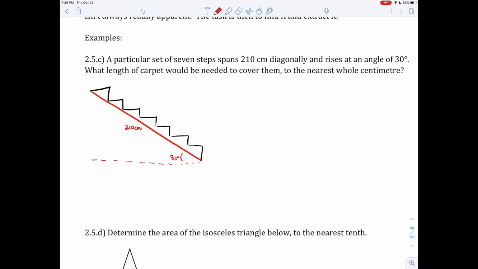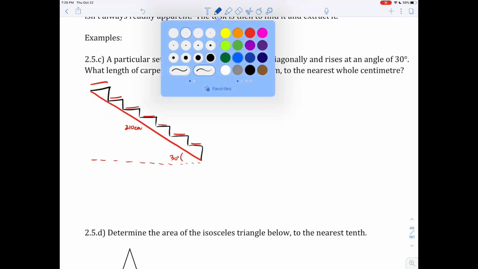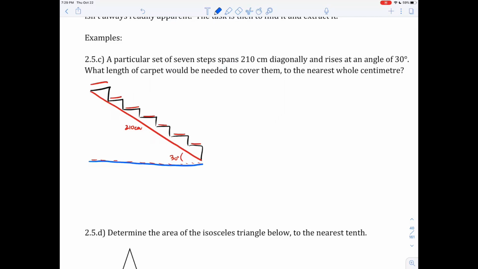what length of carpet do we need to cover them? There are a couple ways to approach this. One is to note that if we took all of these lengths and added them up together, well, we'd get this total line down here at the base. And similarly, if we took all these parts of the stair that we kick on the way up accidentally and trip and fall, we add all those up together, and then we get this whole height over here. So we could find this value and this value, add them together, boom, there's carpet.